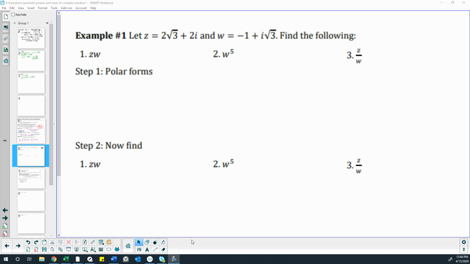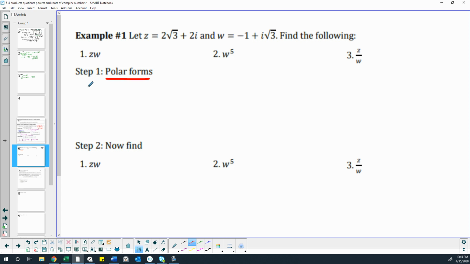All right, let's do an example using these rules we just learned for our complex number. The first thing we need to do before we find z times w, or w to the fifth power, or z divided by w, is that right now these are in rectangular form. We're going to change them to polar forms, and then we will actually do the problems. That's why I have this space with it listed twice, because we're going to find the polar forms first and then find the results.